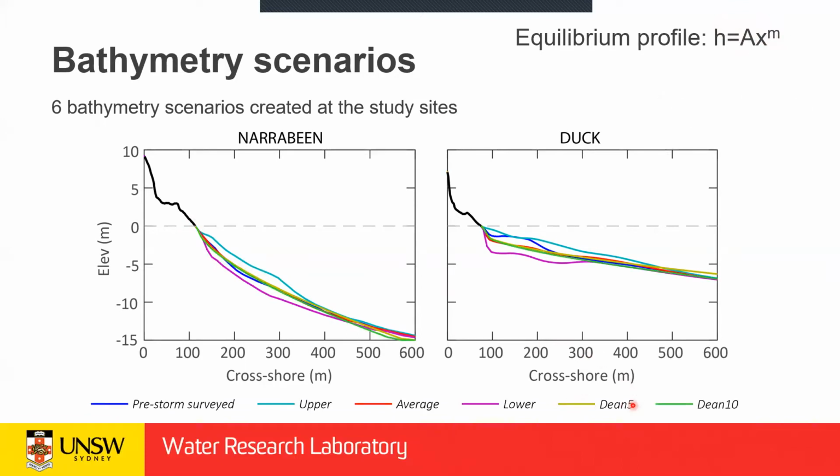A second equilibrium profile was also created, and this time the A factor, the scale factor, was calculated based on the 10-meter contour. So this time the profile passes through the 0-meter contour and the minus 10-meter contour at both sites. I'll refer to that as Dean 10.